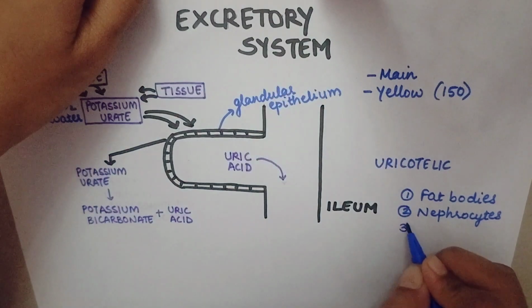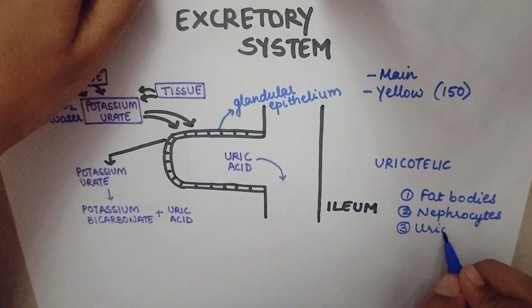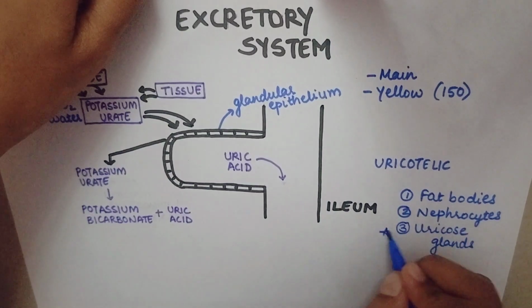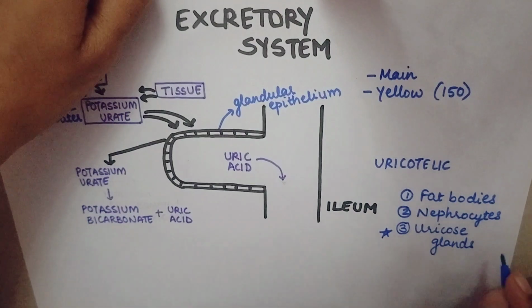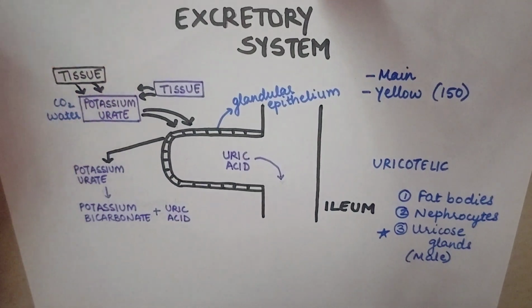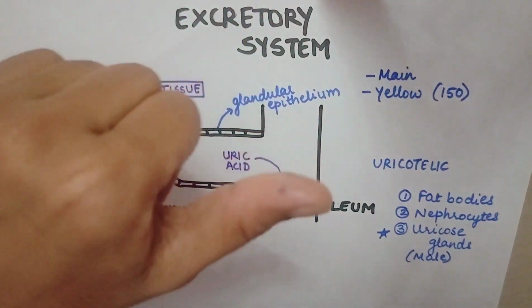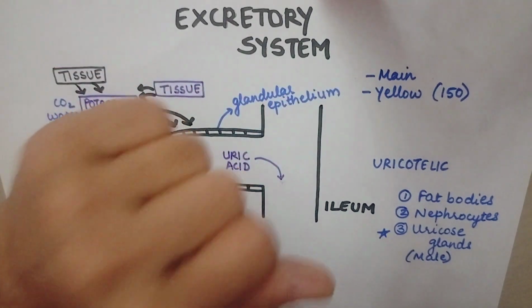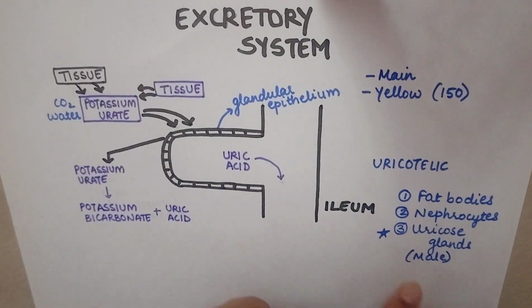Now, there is one exception here. There are uricose glands. You have to remember that these uricose glands are present only in case of male cockroach. Uricose glands are absent in case of female cockroach. As discussed earlier, remember the anal style is present in male cockroach, which is an exception, and uricose glands are present only in male cockroaches. This will help the male cockroach in case of excretion. So, I hope this much part is clear to you about the excretory system of the cockroach.